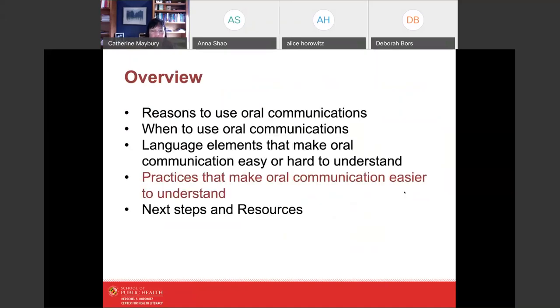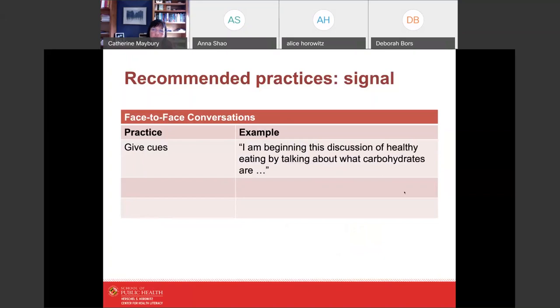So next, I'd like to talk about practices that you can implement to make oral communication easier or harder to understand. So the first set of practices are called signaling. So this is how we give cues to our listeners as to what's coming up.